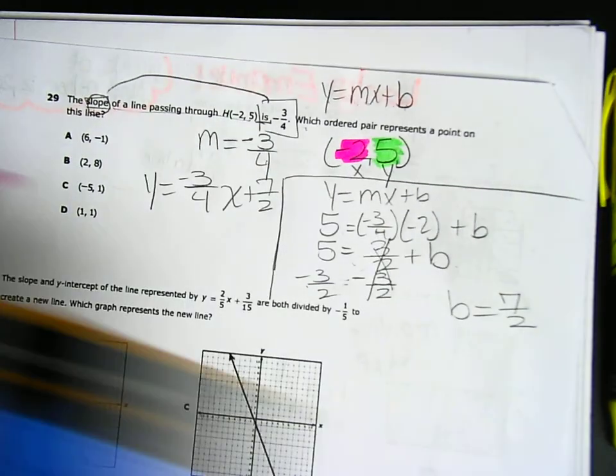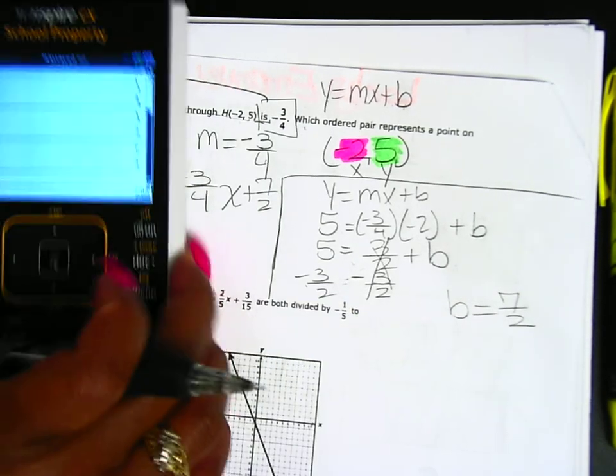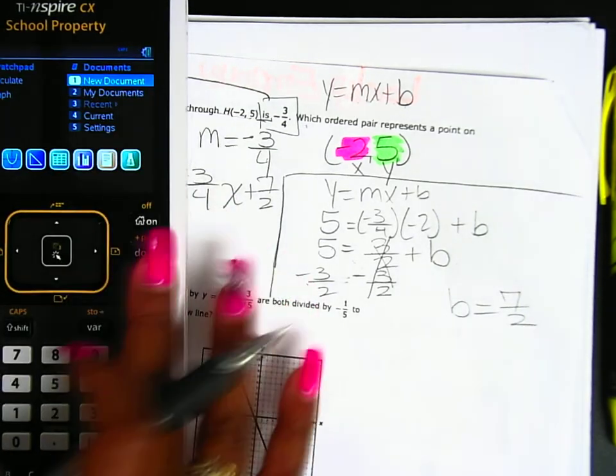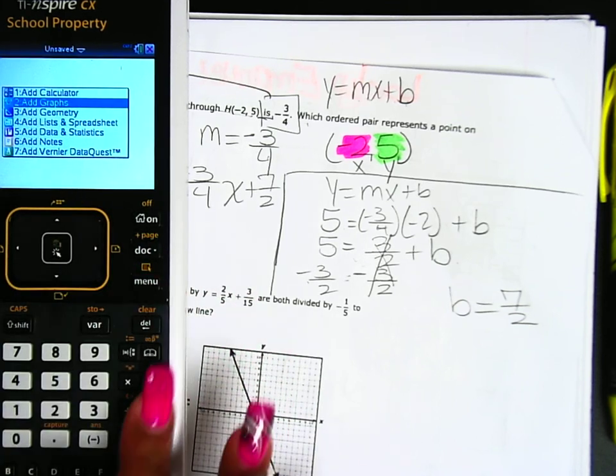And I'm just going to graph this and go to the table. Now, graph it and go to the table. There are other ways to do it as well. So I'm going to go home, go to new document. No, I don't want to save. I want to add a graph.